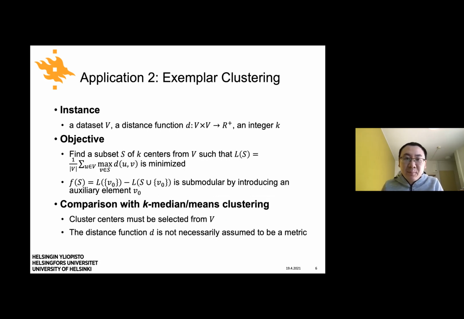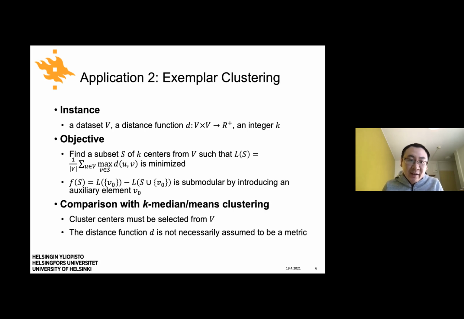The second example for data summarization via submodular maximization is exemplar clustering. We are given a data set V, a distance function D, and an integer K. We try to find a subset of K centers such that the cluster loss function is minimized. Here the cluster loss function is similar to the one used in the classic k-means clustering.